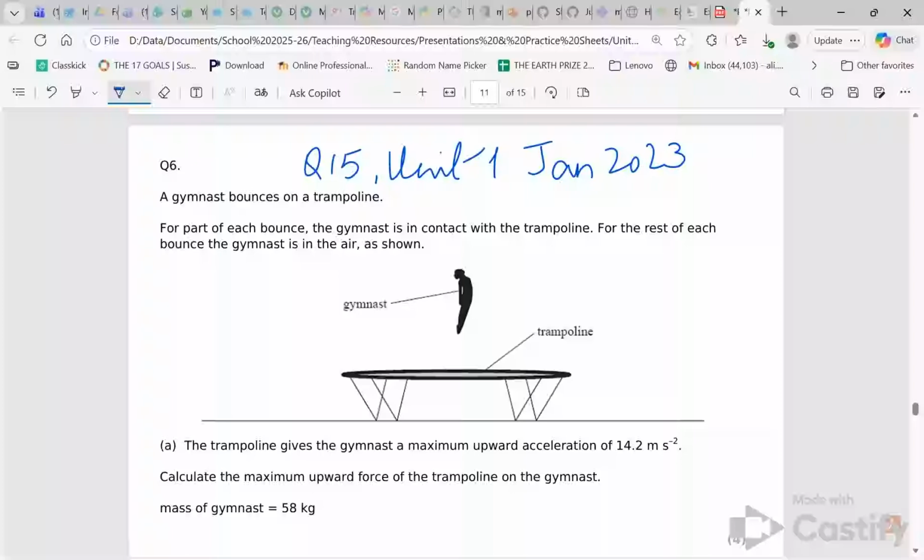Hello everybody, we are going to solve question number 6 from our stress strain practice sheet, which is actually question number 15 from a Unit 1 exam, January 2023 series. I'll read out the question and we'll solve all the parts.